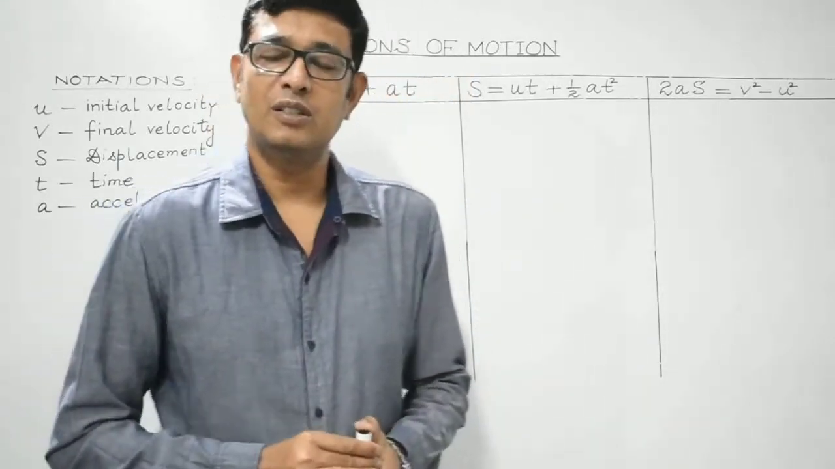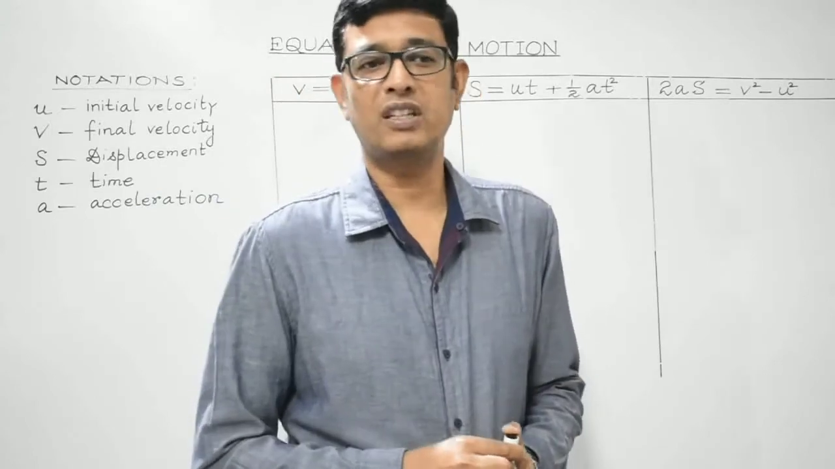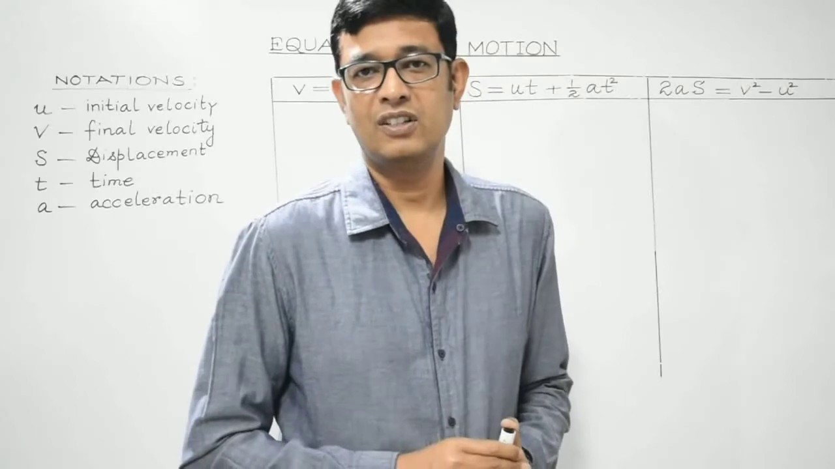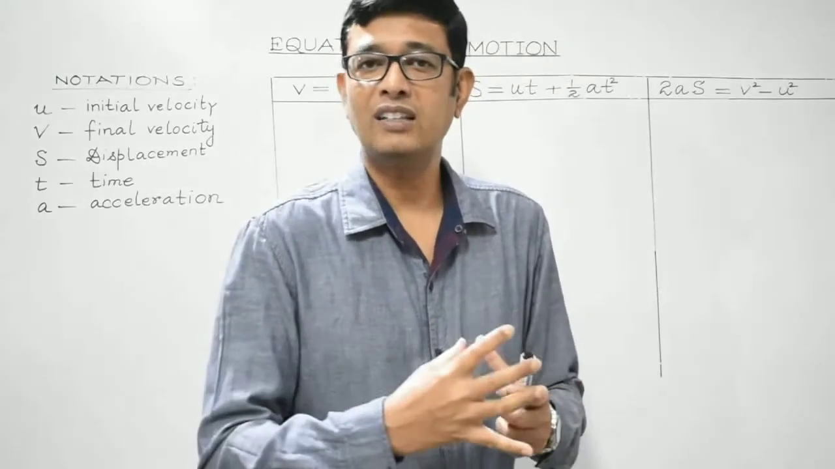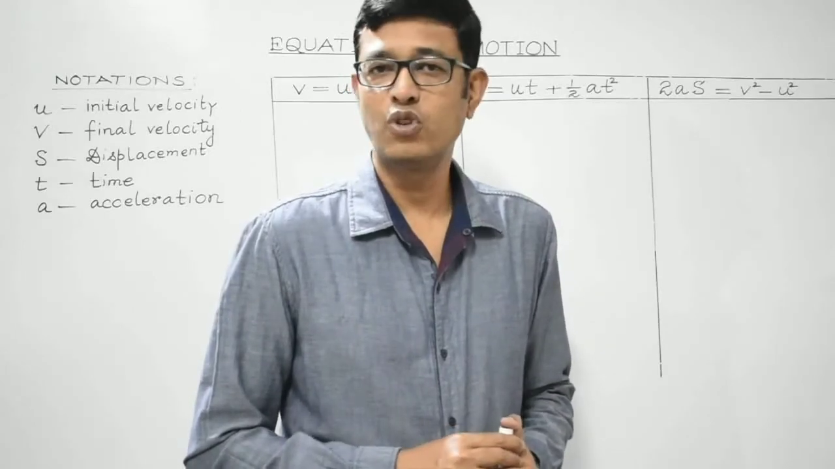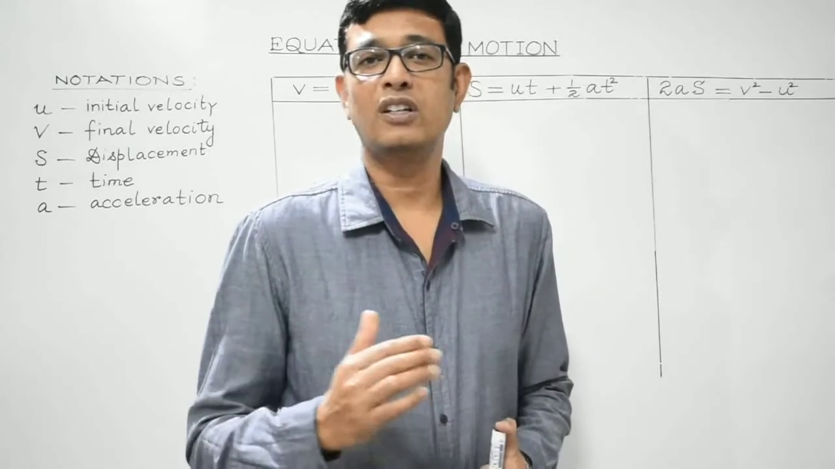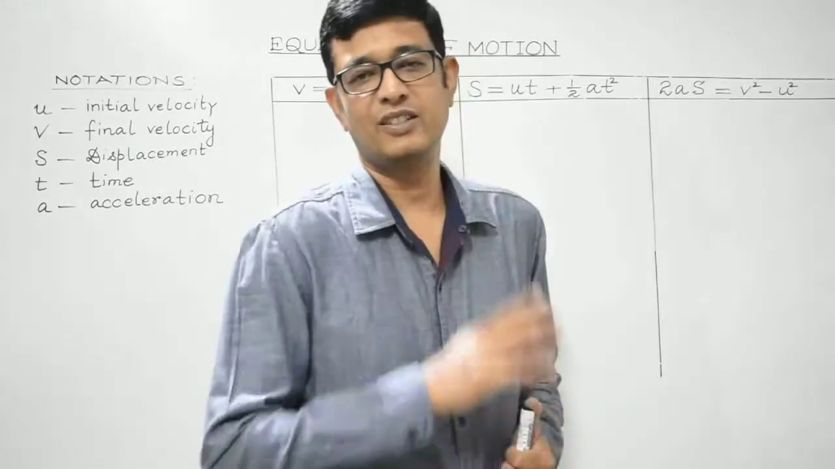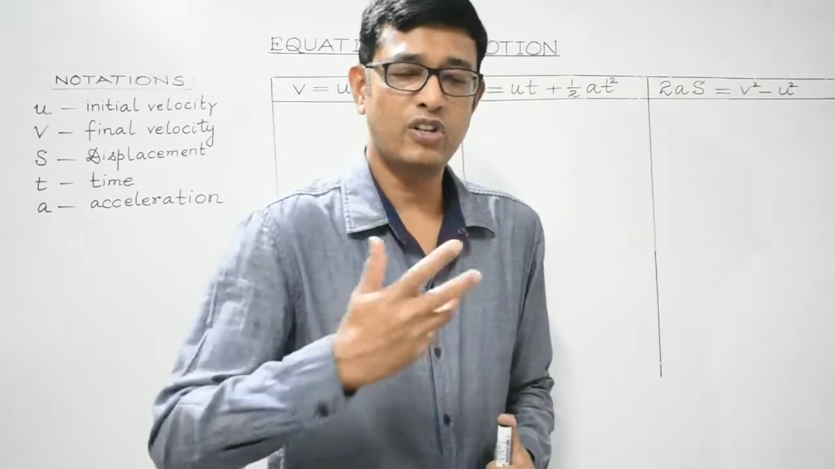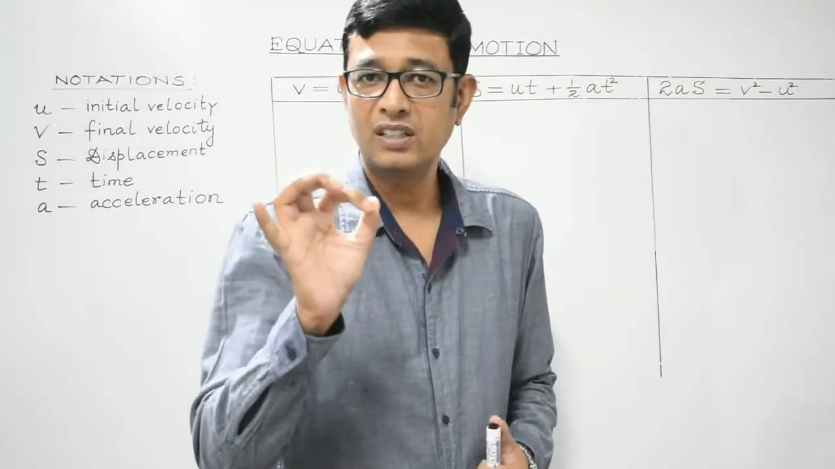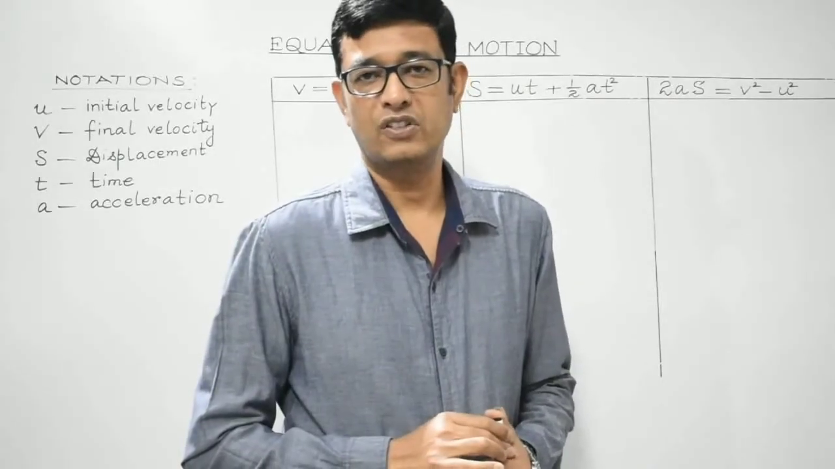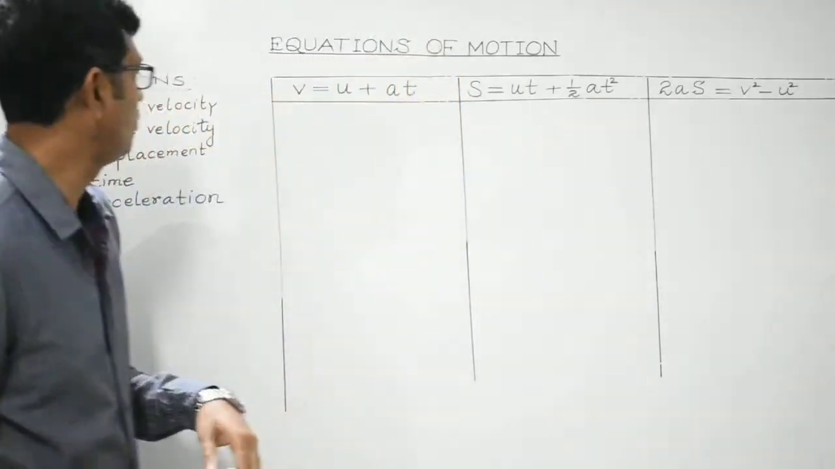Now students, when a body possesses uniformly accelerated motion, then there are three important equations which are collectively known as equations of motion. And these equations of motion are valid when a body is in uniformly accelerated motion, right? So, in order to discuss these three equations, we first need to understand the notations which we will be using while deriving these equations, right? So, these are the notations which we will be using.